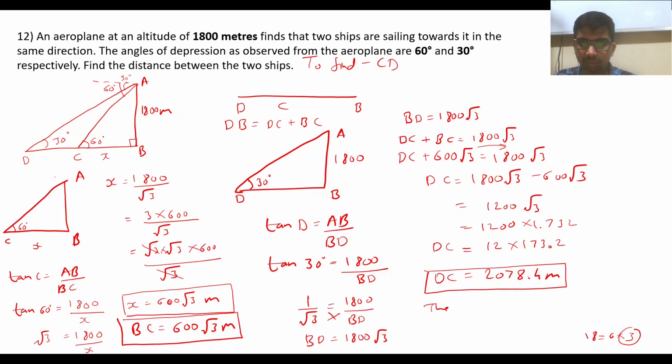The ships are 2078.4 meters away. So this was full type 2.